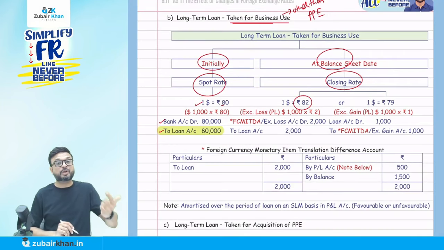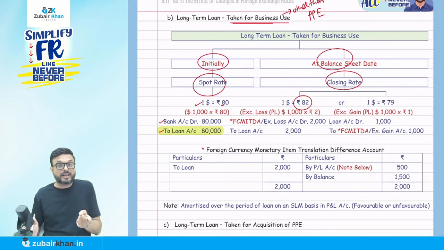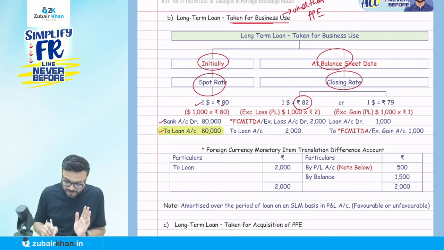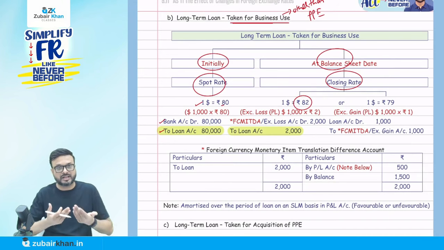Now initially when I took a loan, $1 was equal to 80. I was liable to pay 80. Now I am liable to pay, on the balance sheet, at 82. So I have a loss of 2,000. So for the increase in liability, I will credit my loan account with that additional amount I am liable to pay. Increase in liability should be credited.